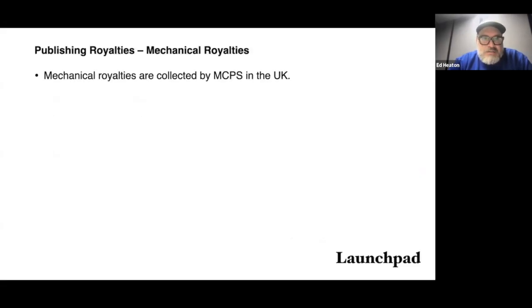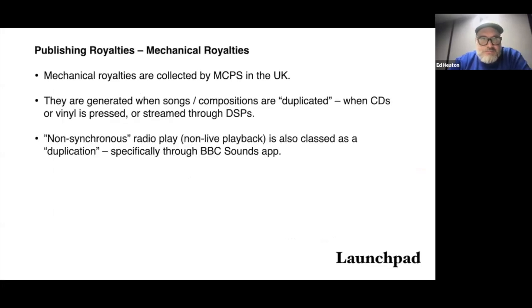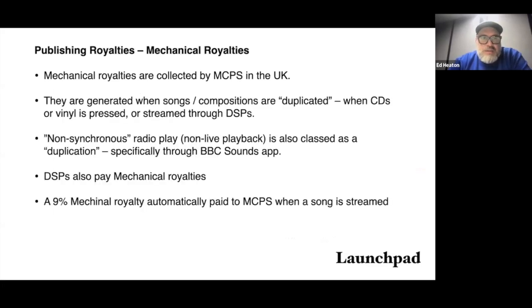So back to mechanical royalties. DSPs also pay mechanical royalties. So you also get a mechanical royalty of 9% when your song is streamed, and that's paid automatically to MCPS. Again, a lot of people aren't members of MCPS, so don't necessarily always pick up that money. You have to join MCPS separately from PRS. It's a separate membership form, and it's an extra £100 to join.